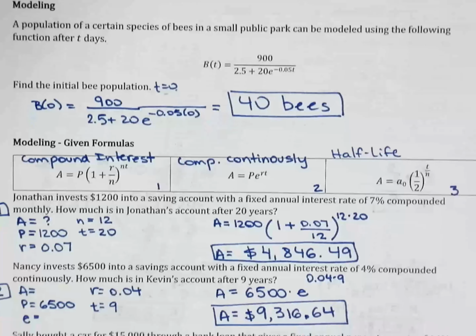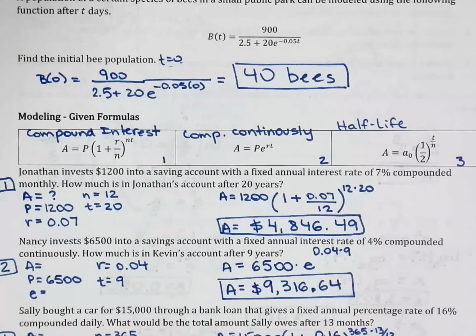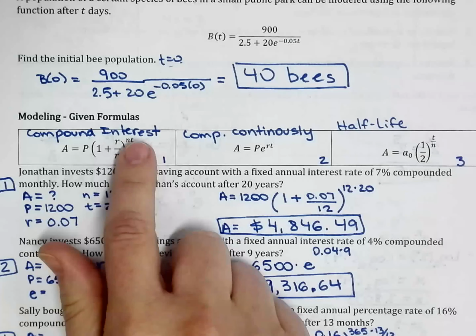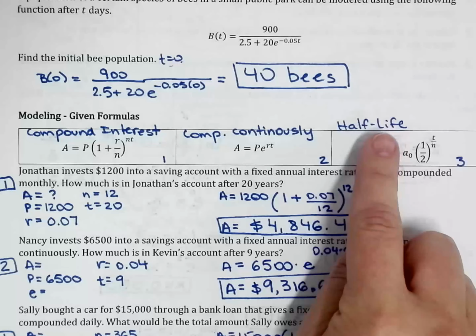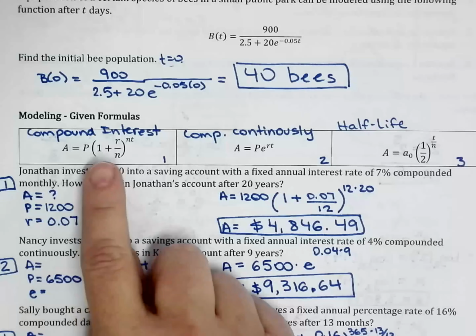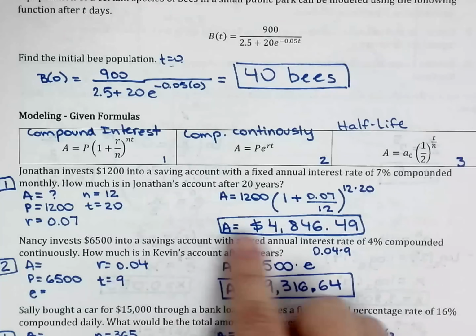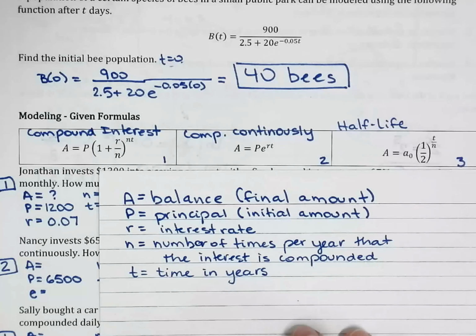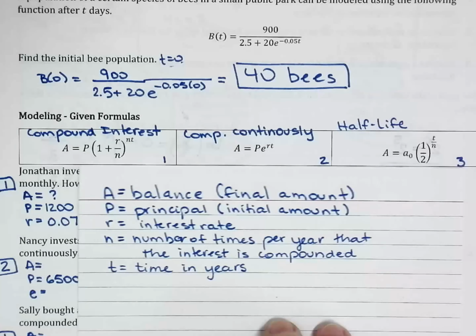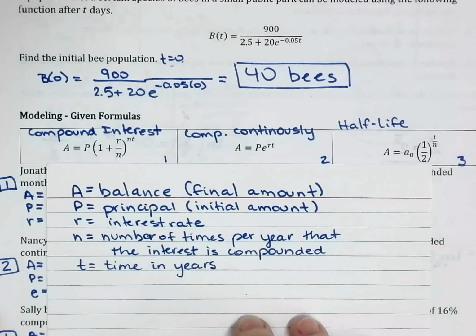Now next, we have 3 different formulas. One of them is compound interest, and then we have compounded continuously, and then we have the half-life. Based on what the situation gives you, that's how we're going to decide which one to use. A couple things you need to know is what each one of those variables represents.